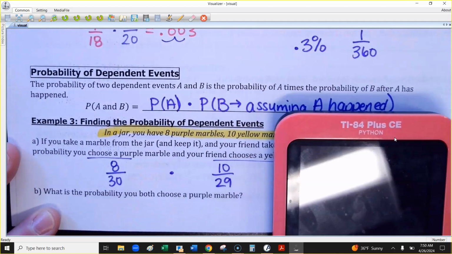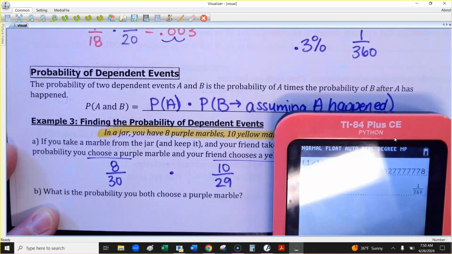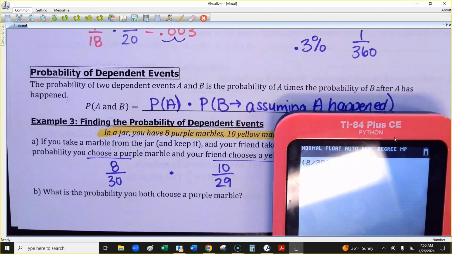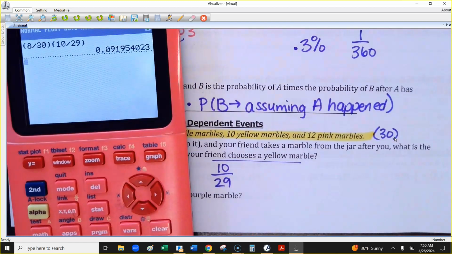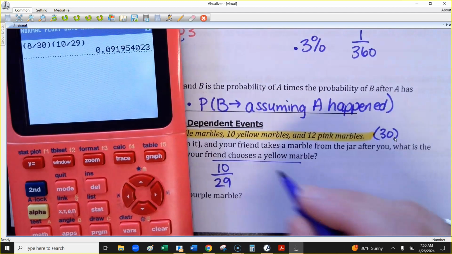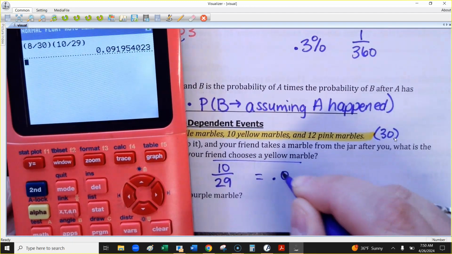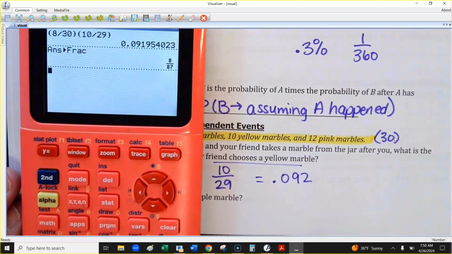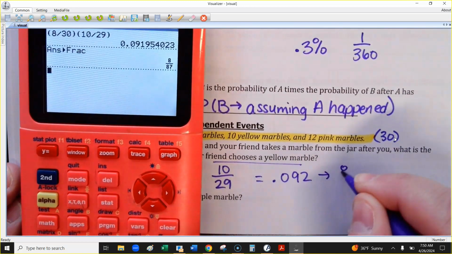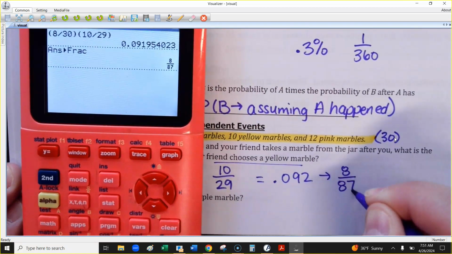So again, I'm just using my calculator here. You don't have to reduce the fraction if you don't want to until the end. You can just multiply these guys with your calculator here. Oh, sorry, there's a glare. What do we got? All right, so this is 0.092 to 3 decimal places, or if I want to do that as a fraction, that's reduced 8/87.